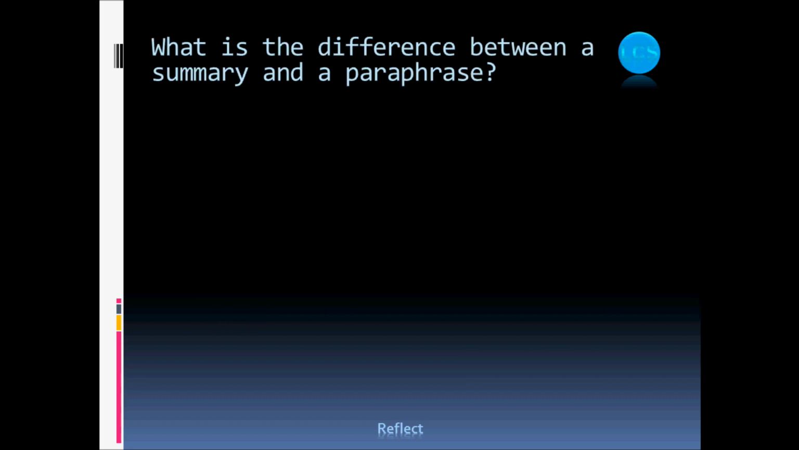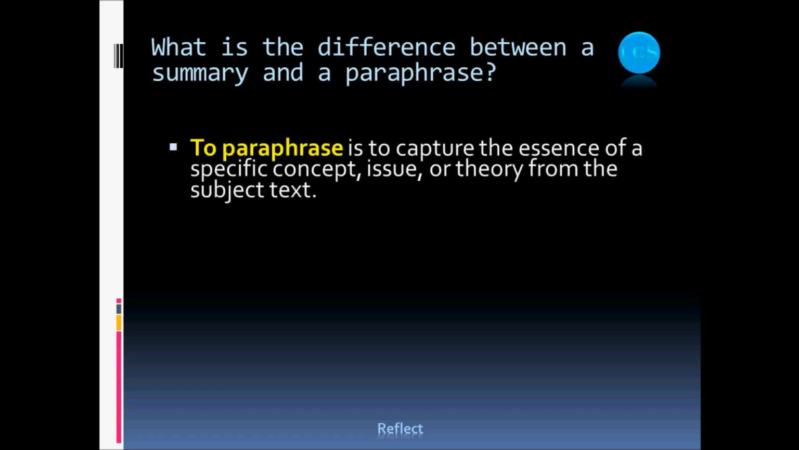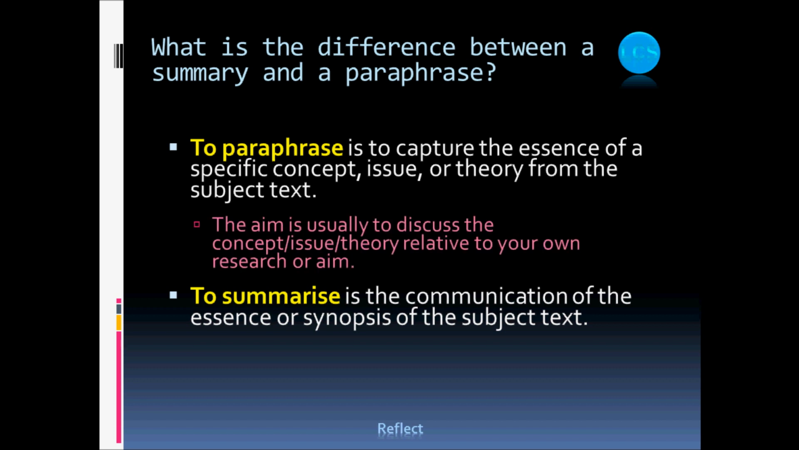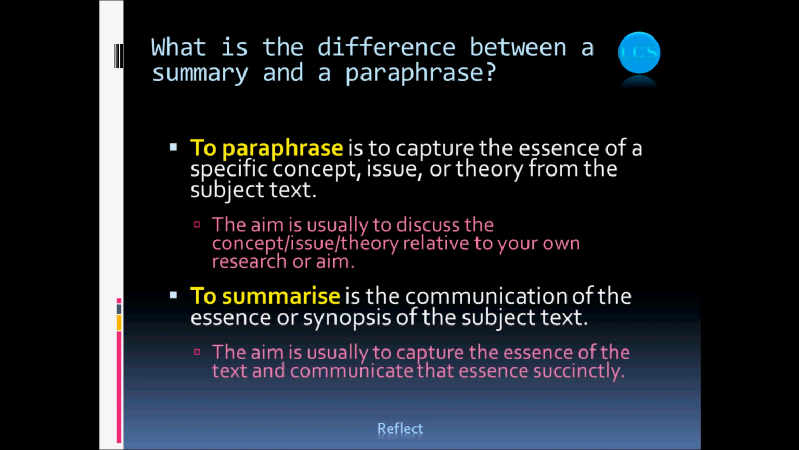Now, right at the outset, we need to differentiate between a paraphrase and a summary. To paraphrase is to capture the essence of a specific concept, issue, or theory that is contained within a text. By contrast, a summary is to communicate the essence or a synopsis of the total text. So, a paraphrase aims to discuss the concept, the issue, the theory relative to your own research or your own aims. The summary, on the other hand, is there to capture the essence of the text, that's the entire text, and to communicate that essence succinctly.